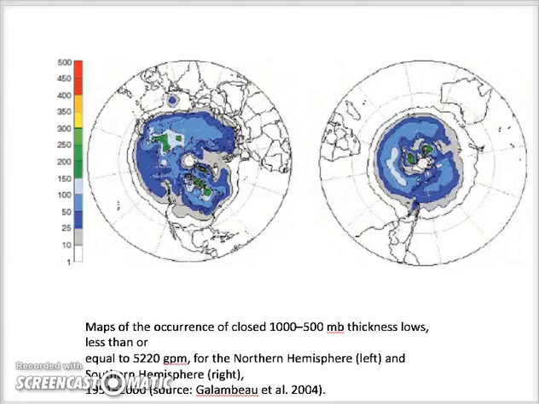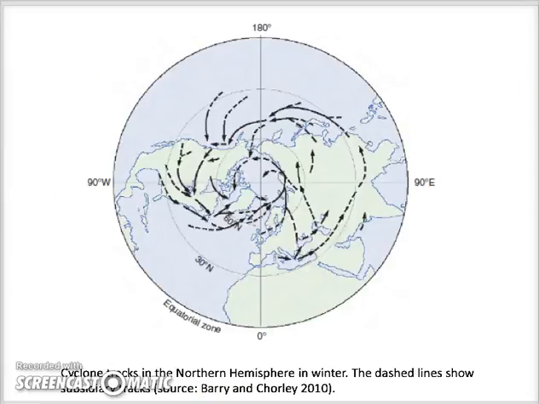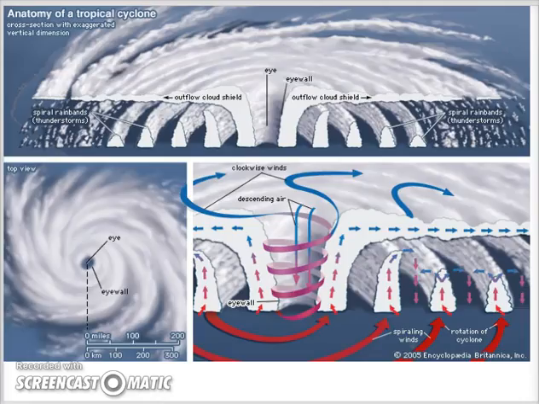So this image shows the distribution in each hemisphere of the 1,000 to 500 millibar thickness flows, which are low in the lower troposphere layer. These are moving at around 1,200 kilometers per day, and thus show winter cyclone tracks in the northern hemisphere, which are seen to be closely related to the major frontal zones. And we're going to talk about the tropical cyclones.